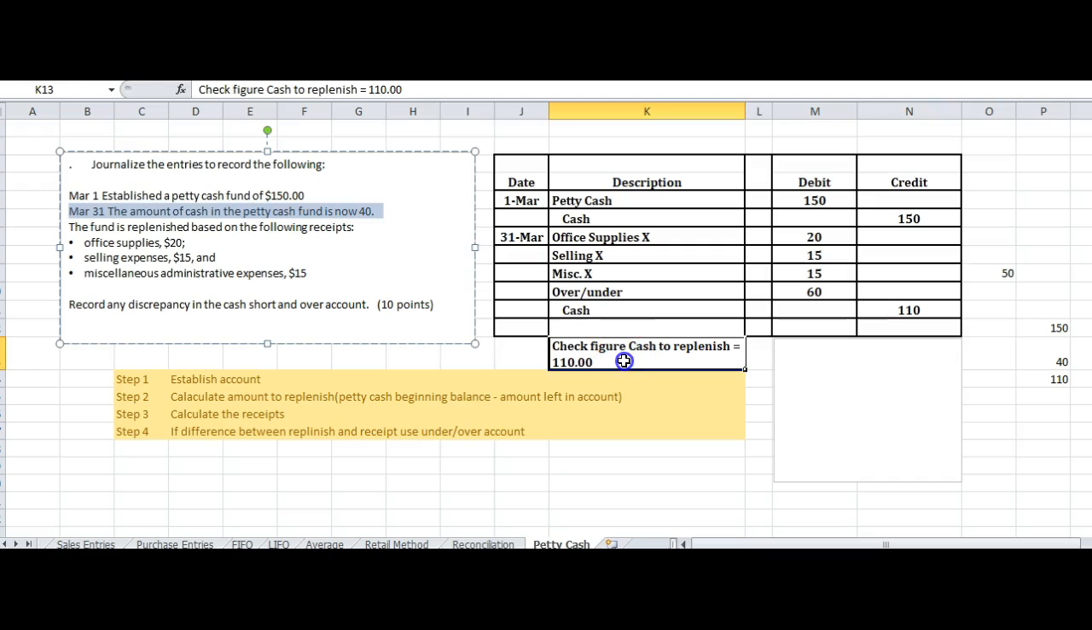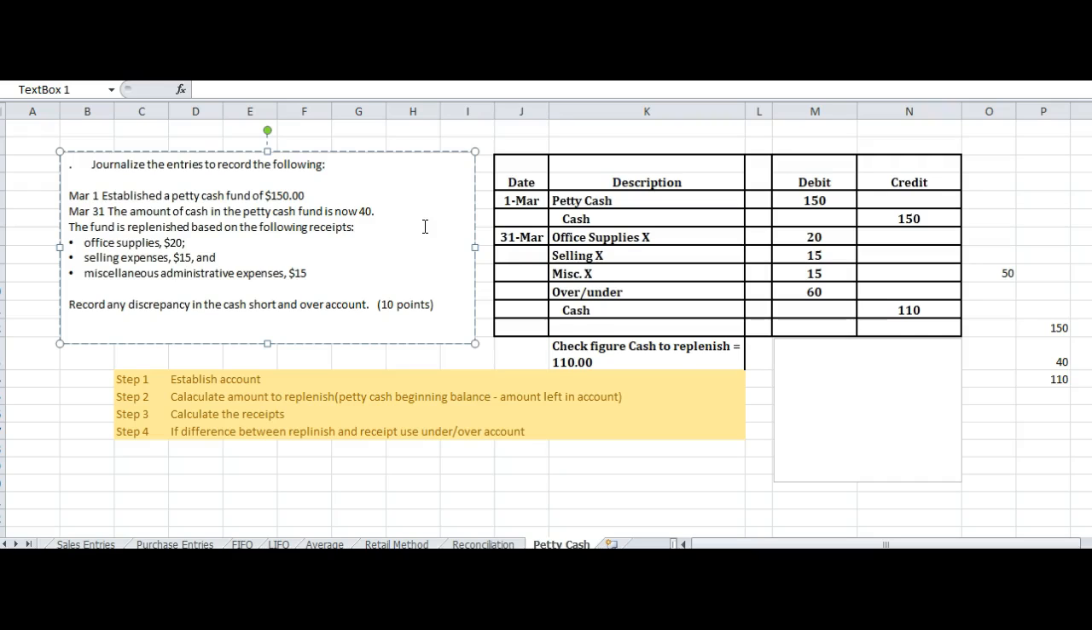But if you went by this number, if you didn't even look at this, okay? If you said replenish, that means cash should have been 110. I would have put these in. So that's $50. So this does not balance, right? This is $50. This is $110. I need to have $60 over on the credit side. So I think I confused some people right here because that may have been the wrong number.